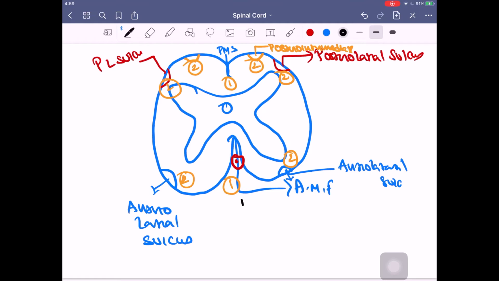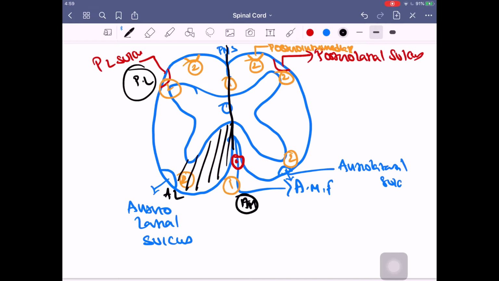So in this figure, this one is your anterior, anteromedian, anterolateral, and this is posterolateral. So thereby we divide this into three parts. Each half of the spinal cord can be divided into three parts now.